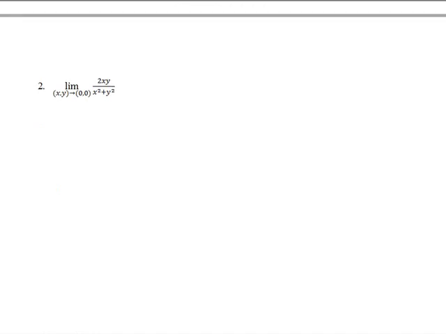Okay, so number 2, if you substitute 0 and 0, you get 0 over 0, right? So you always try with your iterated limits. Always start there. Do the same thing we just did. Put your limit as x approaches 0 on the outside, put your limit as y approaches 0 on the inside, and your function.